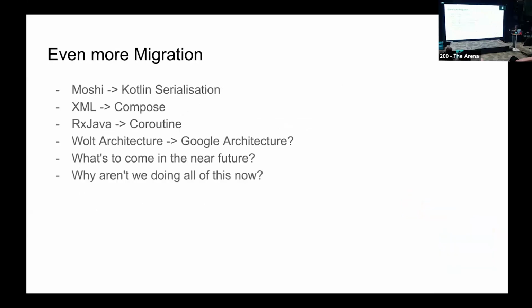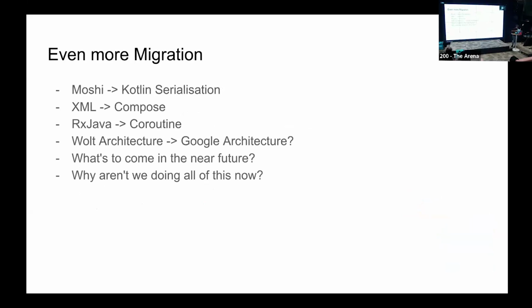Because more migrations is coming. What about Kotlin serializations? If Moshi was so simple, why don't we just use Kotlinx? What about XML's Compose? That is the hot topic at the moment. RxJava, everybody started with RxJava, but now coroutine is the thing. Flow is the thing to use.